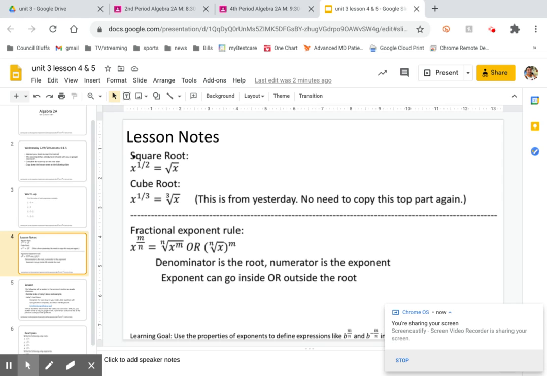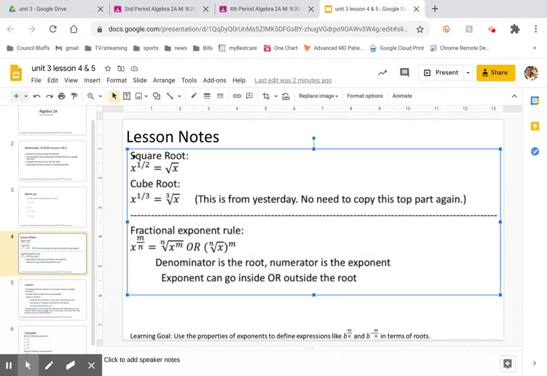All right, today we are doing lessons 4 and 5 of Unit 3. And really, the only thing we're adding is this stuff at the bottom here about the fractional exponent rule. We talked about yesterday how square rooting is the same as having a power of 1/2. Cube rooting is the same as having a power of 1/3. Any time that you have an exponent of 1 over a number, that tells you the root. So a fourth root would be 1/4, fifth root 1/5. So that tells you the rule when your numerator is 1/2, 1/3, 1/4.